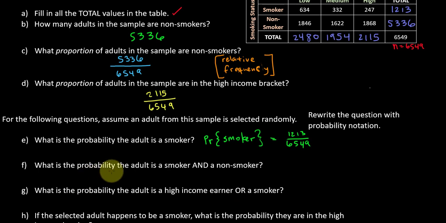Let's scroll down to the next one. What is the probability the adult is a smoker and a non-smoker? So notice the word "and" there. So that would be the intersection, right? That is the intersection. And it's really tempting to jump in and say, let's crunch some numbers, let's go. But let's step back and think about this question.